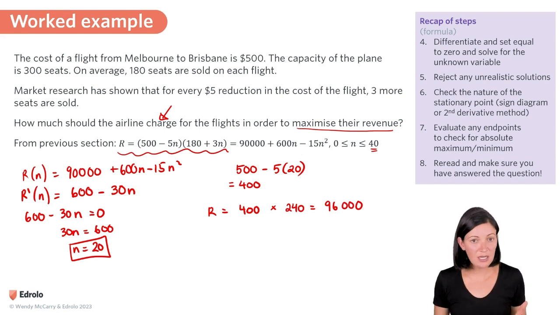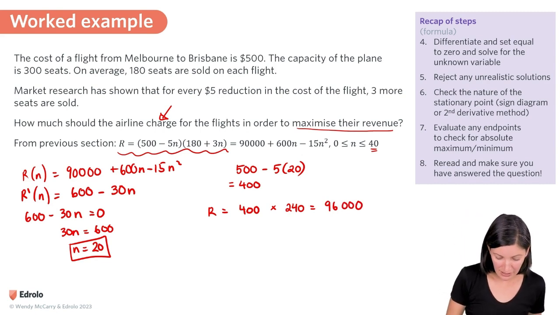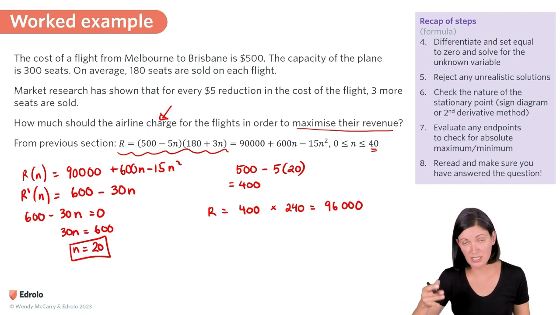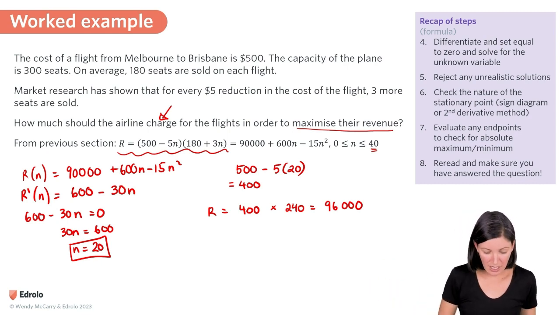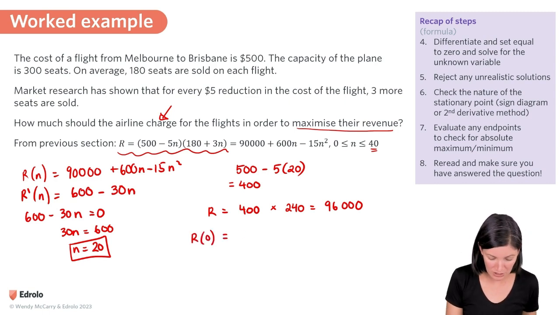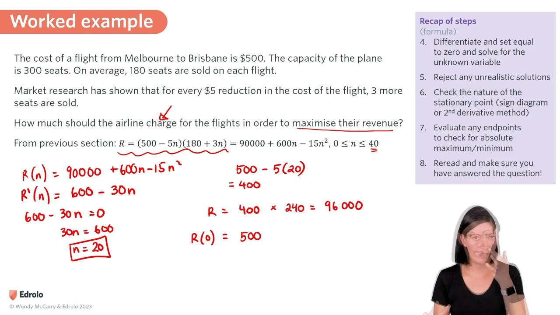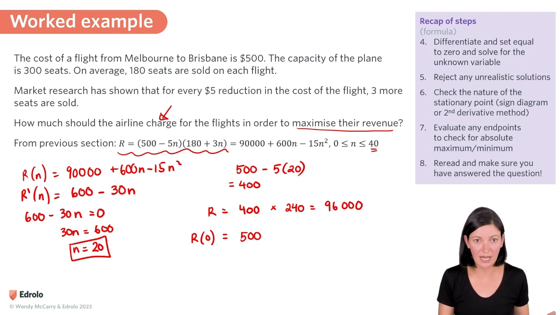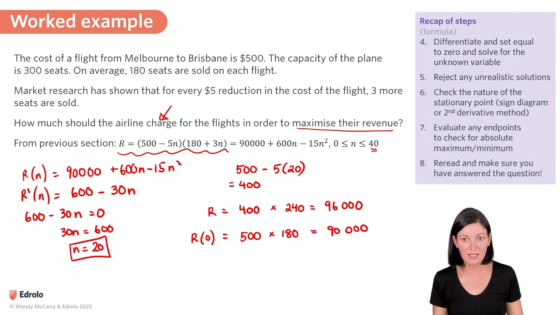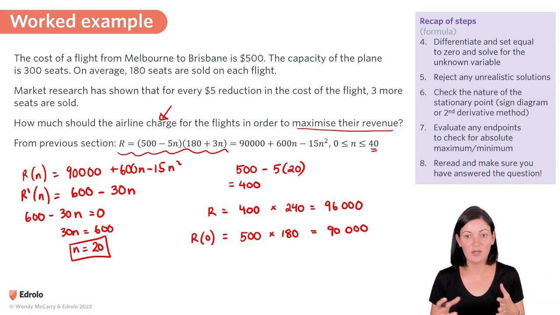So the revenue here would be 96,000. Now, that's the revenue if we did 20 price reductions. Let's look at the revenue if we did 0 price reductions. That would just be our initial scenario where we were selling 180 flights for $500. So our revenue now would only be $90,000. Now let's check what would happen if we did n is equal to 40.